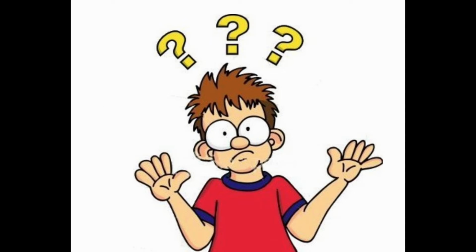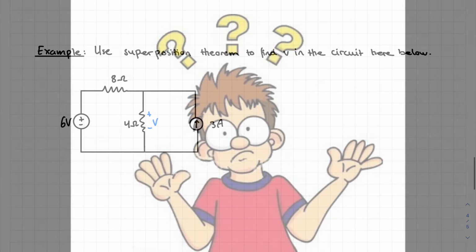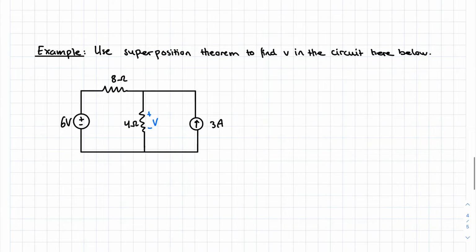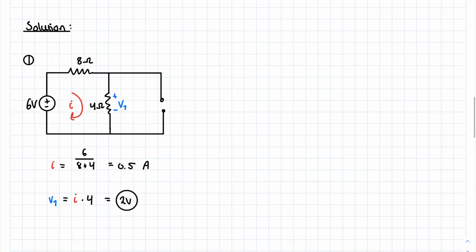Okay, so this is a lot of information, and I think the best way to understand it is to do an example, which we are going to do. I have made up an example that we are going to solve together, and it says use superposition theorem to find the voltage in the circuit here below. We are going to divide this example into two parts. First, we are going to turn off the source to the right, as you can see here on the photo. And remember, it becomes an open circuit because it was a current source.